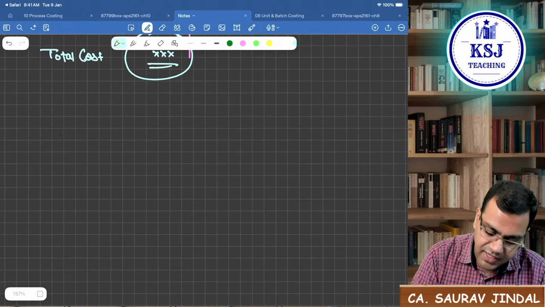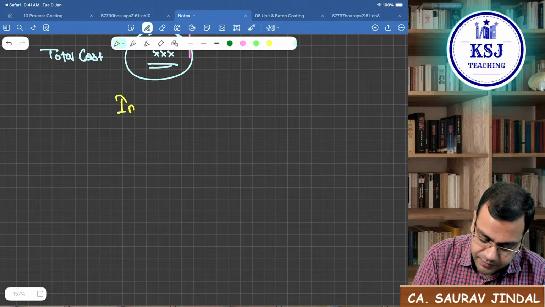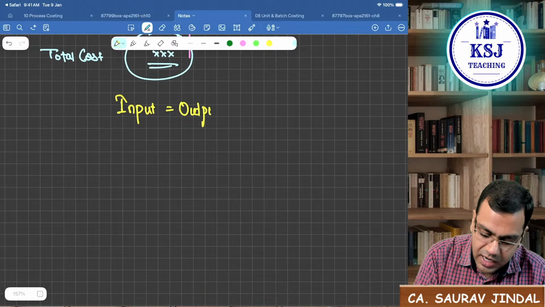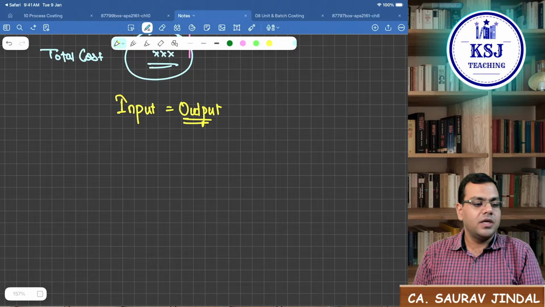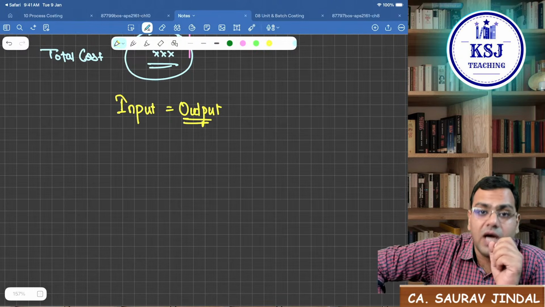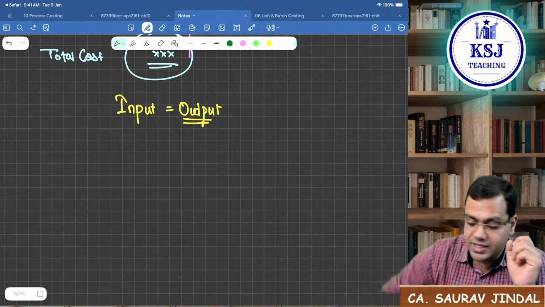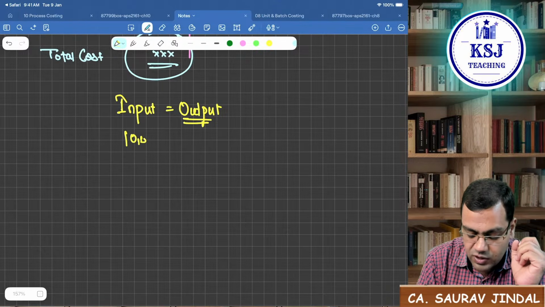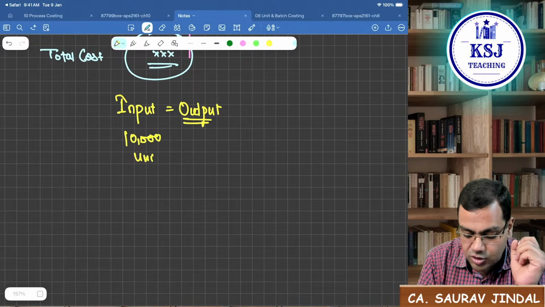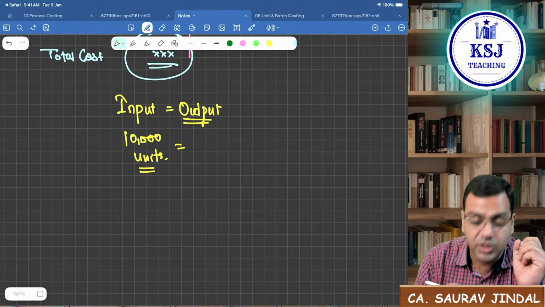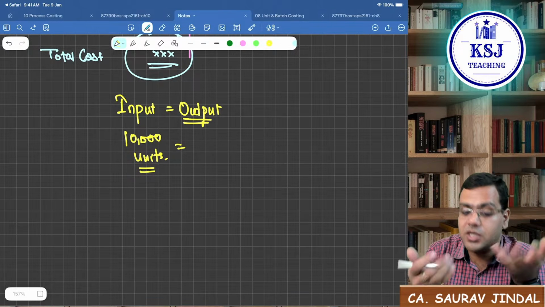So what we are saying is that your input should be equal to your output. If you have input 10,000 units, then what is the output? What happened with these 10,000 units?